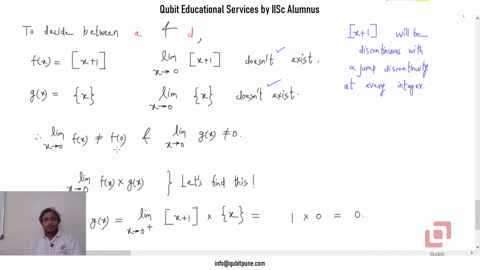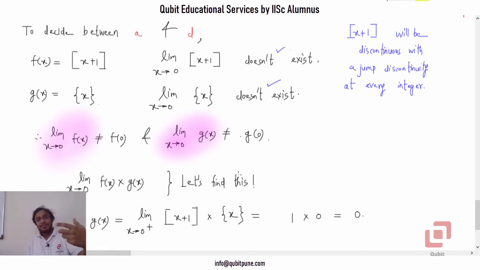Okay. So because both the limits don't exist, it should be clear to you now that if these things don't exist at all, it is meaningless to say that they are equal to f of 0 and g of 0 respectively, right?